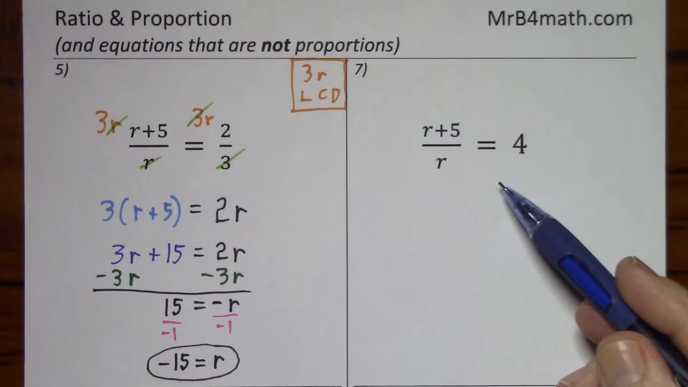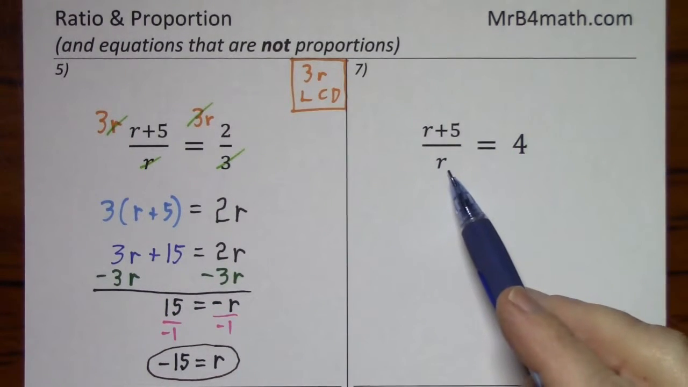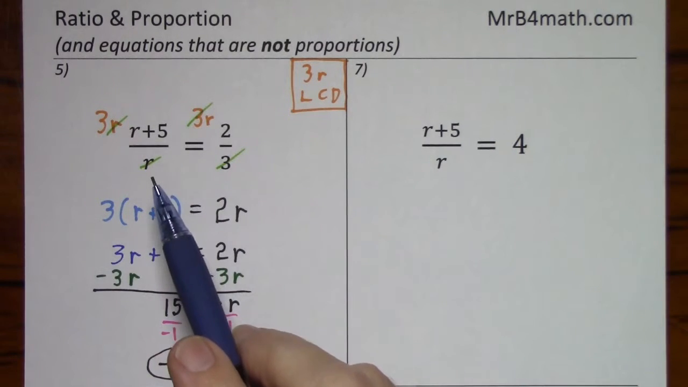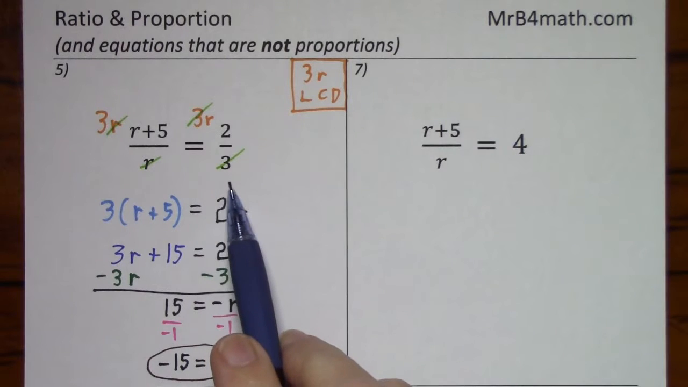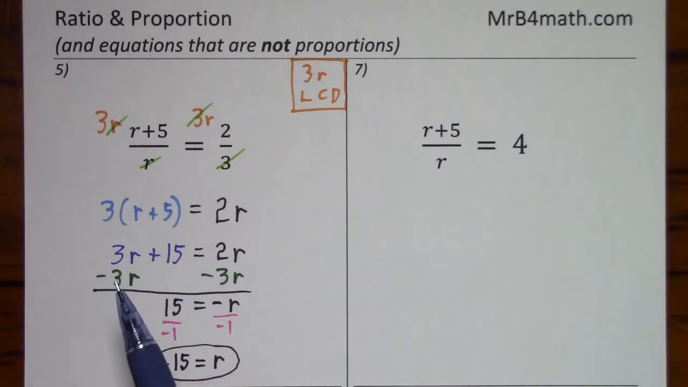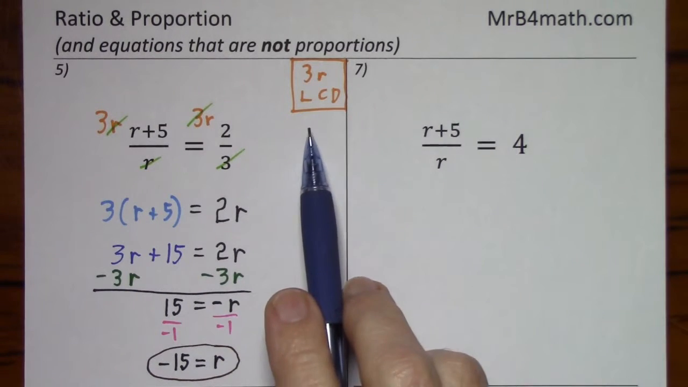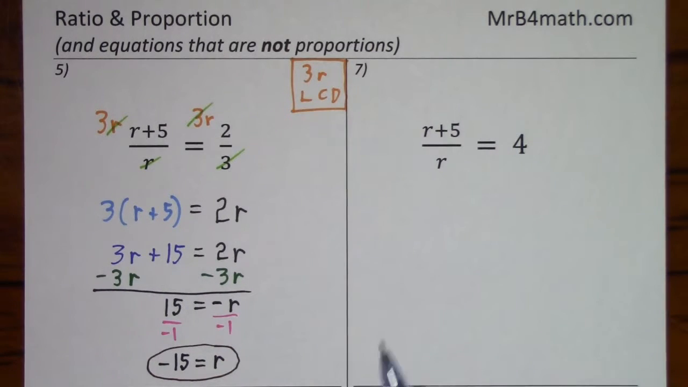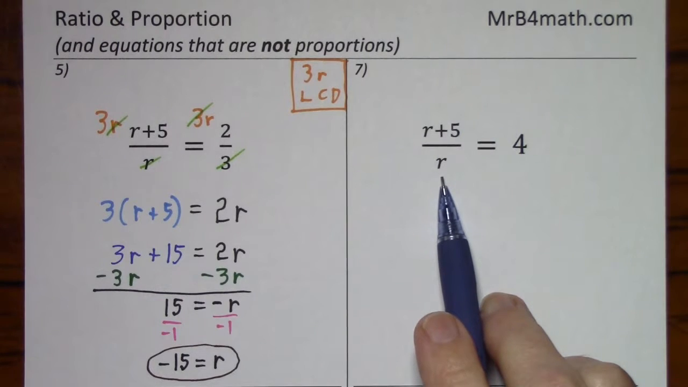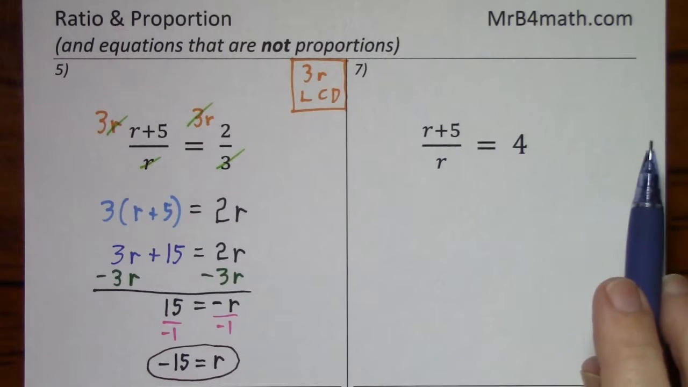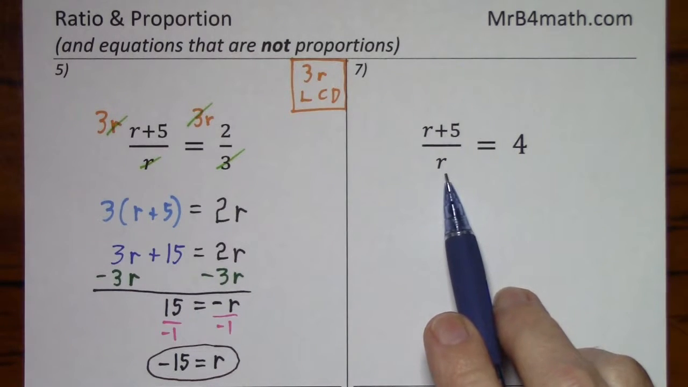Now looking at this problem, again we have a variable in the denominator, just as in the previous problem. But looking at this problem, you have a fraction on each side. So we chose to clear the equation of fractions using the least common denominator. Here, even though there's a variable in the denominator, there's no fraction on this side of the equal sign. So if I simply multiply each side of the equation by r, I'll get this out from the denominator.